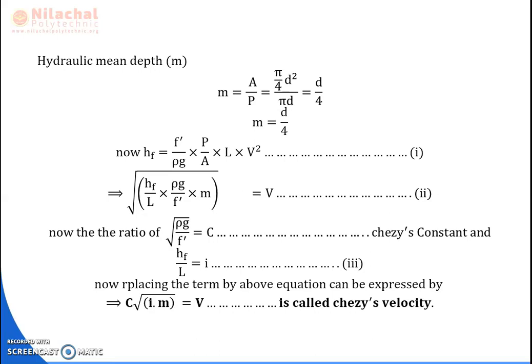While you are solving problems, this Chezy's velocity formula will be necessary for you, and you have to remember V is equal to C square root of m i, and the Darcy formula is given as 4 f L V square by 2 g.